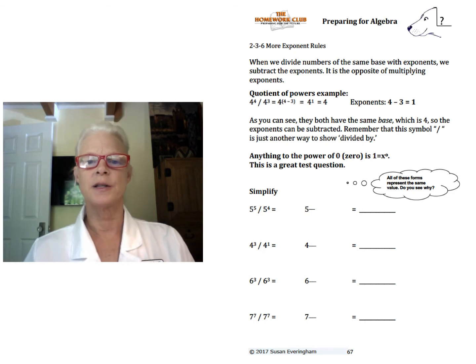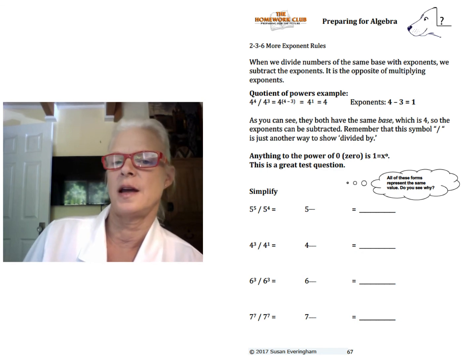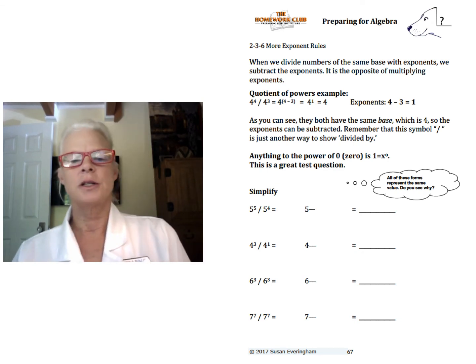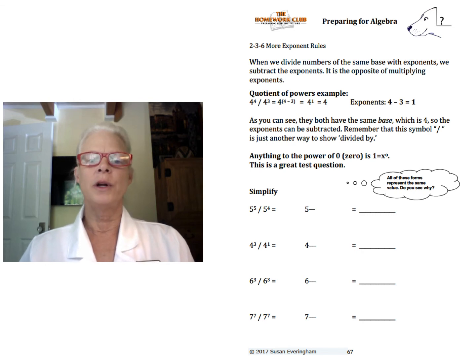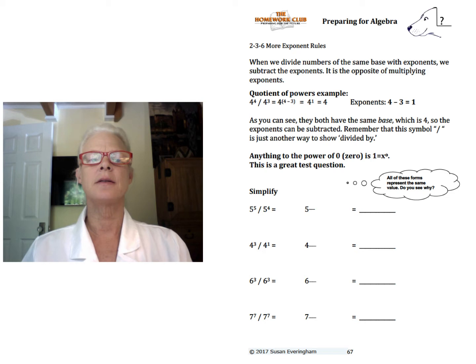Page 67, more exponents. We're going to review a few more rules here on this page. The first one, quotient of powers example. Quotient of powers. When we divide numbers of the same base with exponents, we subtract the exponents. It is the opposite of multiplying exponents. When multiplying, we add them. When dividing, we subtract them. There's kind of a simple way of remembering this.